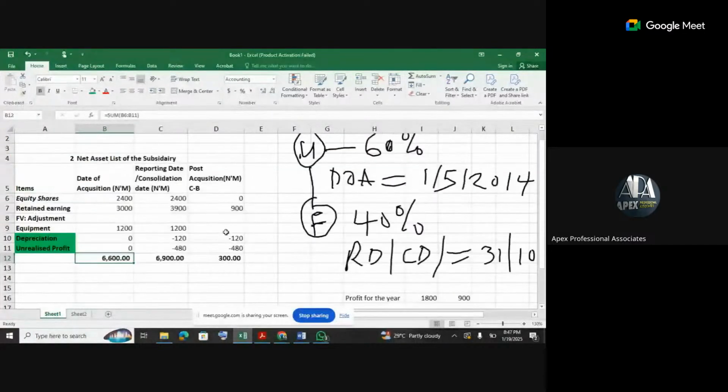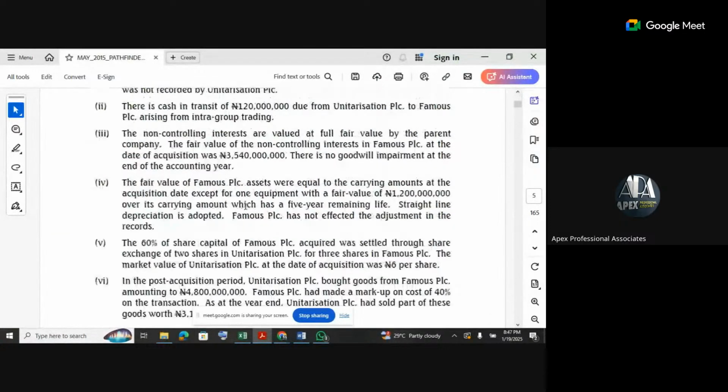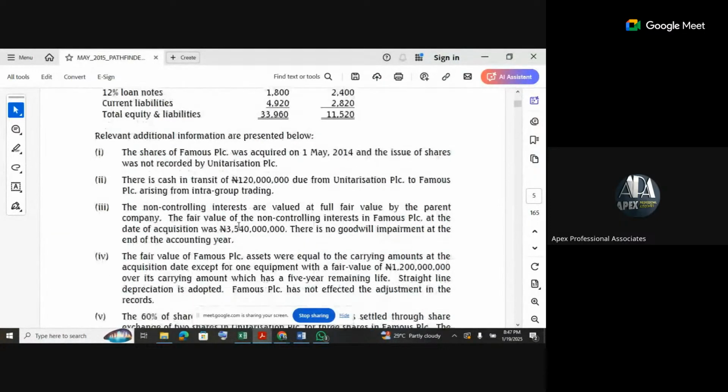But let me explain how we come about this 120. That's what you asked. If you look at the question here, when you look through the additional statement, if there is any fair value adjustment, it will come into your net asset list. But if there is no fair value adjustment, you don't need to do anything. So you read through the question, the shares, the cash in transit, non-controlling interests are valued at full fair value.